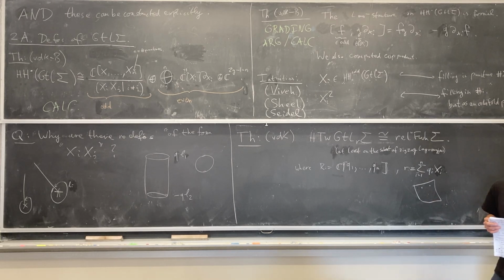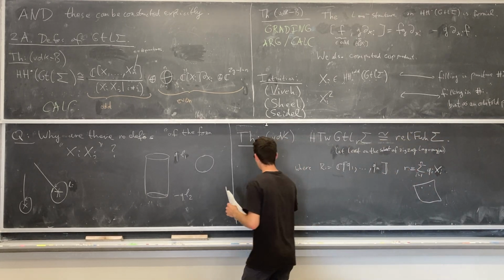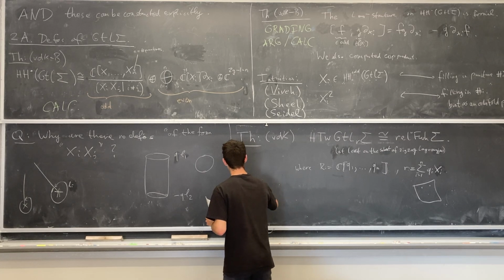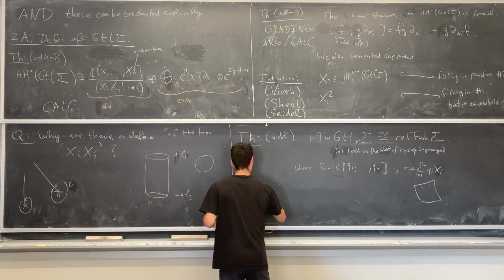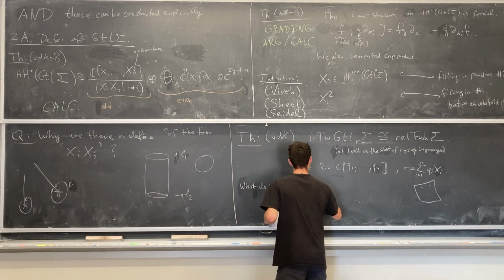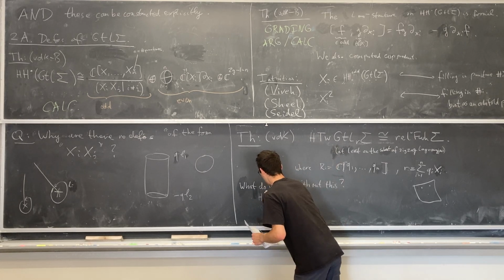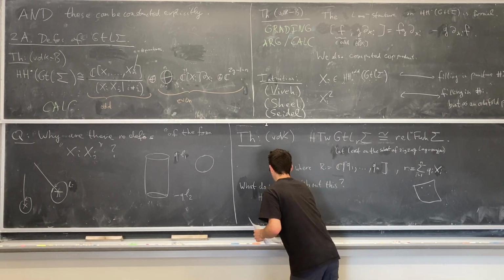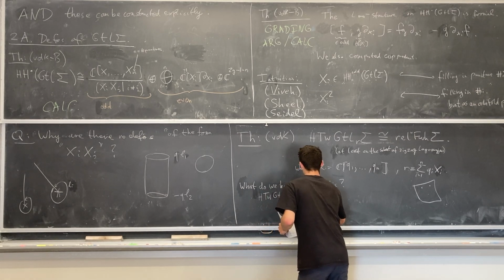Why what? Why would this prove anything at all? Because that's not clear a priori. Well, okay, I can explain it. So what do we know without this? We know from Abouzaid that this thing is the Fukaya category.